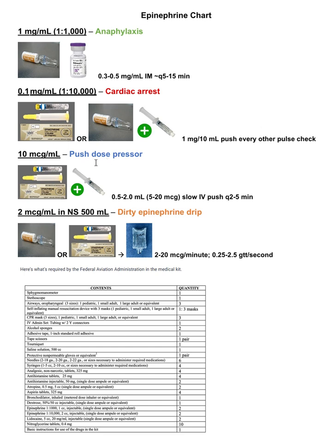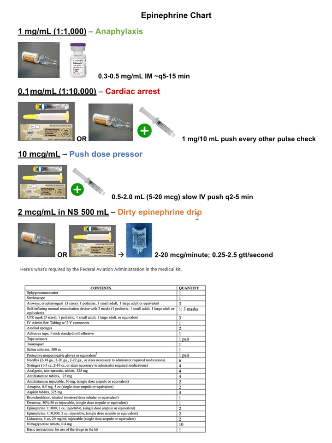And if you want to make a push dose pressor, you just take this and you dilute it here with the saline flush. And that's 10 micrograms per ml. And you give 0.5 to 2 mLs of that, which is 5 to 20 micrograms respectively. And you give that as a slow IV push every 2 to 5 minutes.